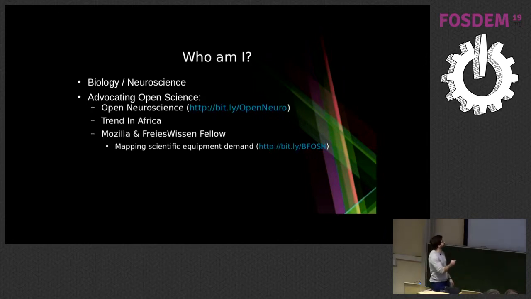I have a little website called Open Neuroscience, where I'm just relaying open source projects related to neuroscience. So there's hardware, software, data collection. I work with an NGO called Trend in Africa, where a lot of this work has been derived from. And most recently, I'm working with Mozilla and the Wikimedia Foundation in Germany in a project to map what are the demands the researchers have in terms of equipment.